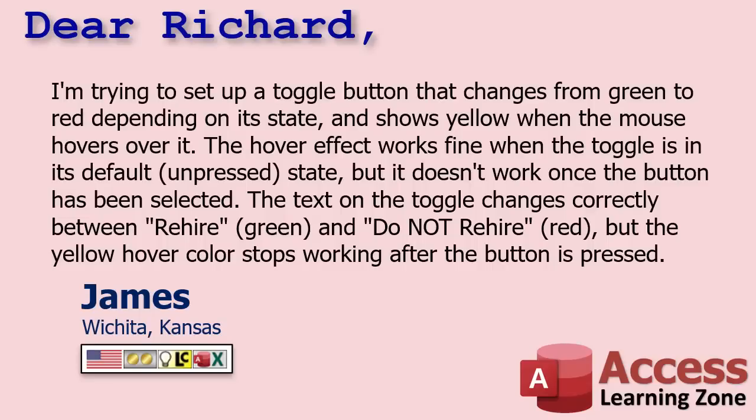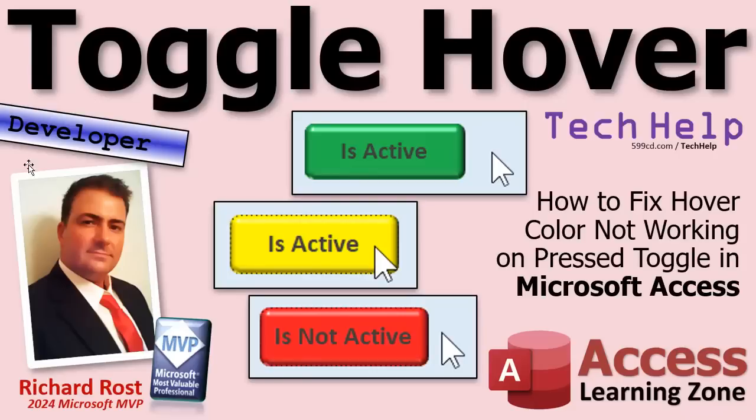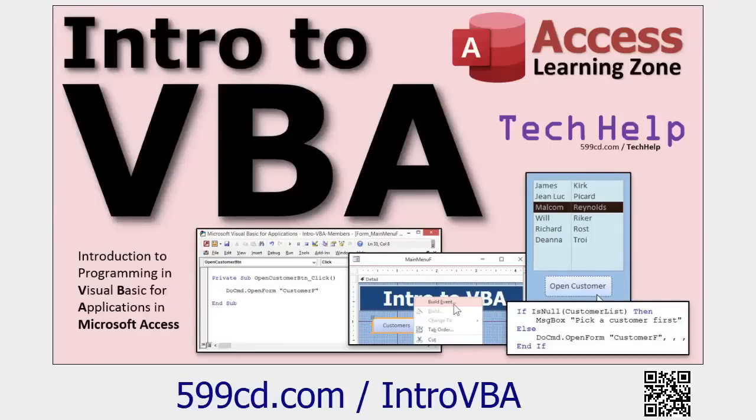Now, since you're already able to change the toggle text, from rehire to do not rehire, I'll assume you know a little bit of VBA because you're going to need some VBA to do this. So this will be a developer level lesson. What does that mean? Well, if you've never taken any VBA classes before or you want to learn how, go watch my Intro to VBA video. It's about 20 minutes long. It'll teach you everything you need to know to get started. And there will be a couple other videos that I'm going to recommend as we're going along, but you don't need to know them beforehand. I'll give you the deets.